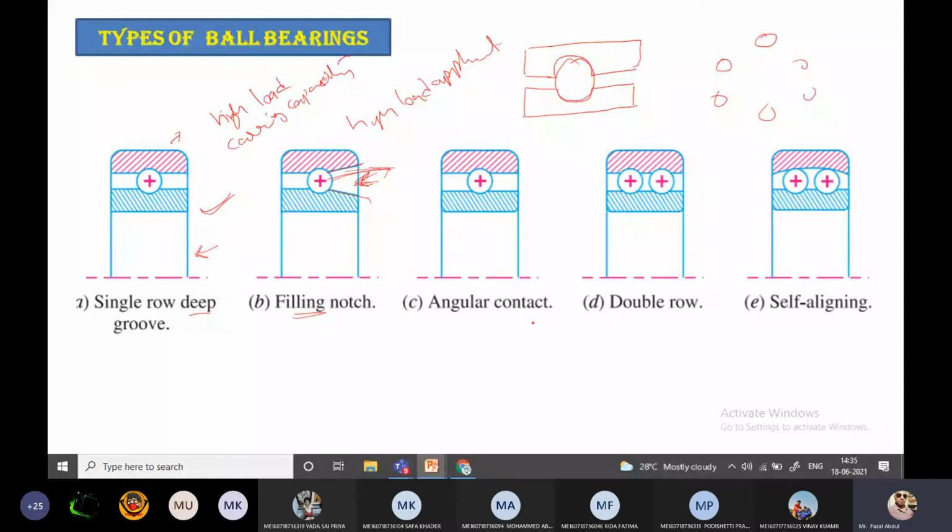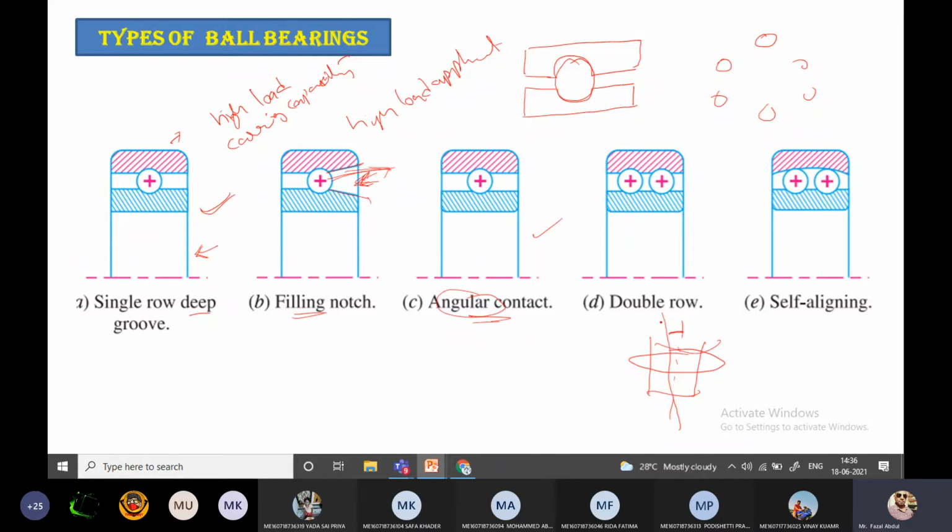And angular contact bearing. Angular contact bearing means the name is indicating angular. Whenever the shaft is going to deflect, suppose this is the bearing, this is the bearing axis, okay, and this is a shaft. Whenever the axis of the shaft is going to be deflected here, it is adjusted with the help of this angular contact bearing.